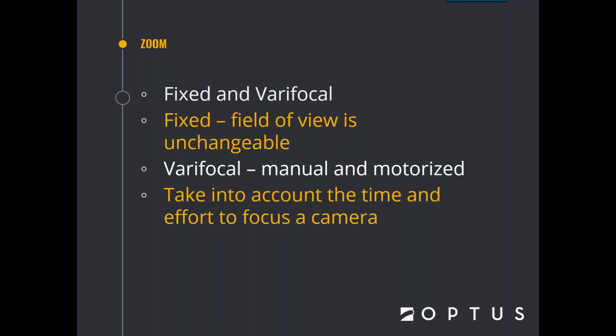If you're looking at a varifocal camera, you really need to take into account the manpower it would take. If you have a manual camera, you're probably going to have to climb a ladder or get on a Jenny boom to focus that camera. So you need to take into account the time and the effort it's going to cost your organization to focus the camera.